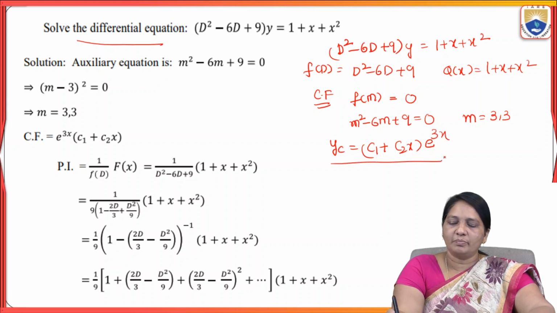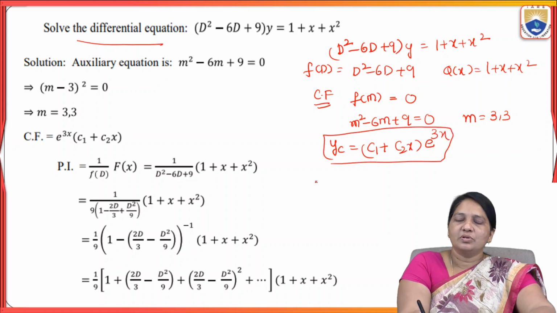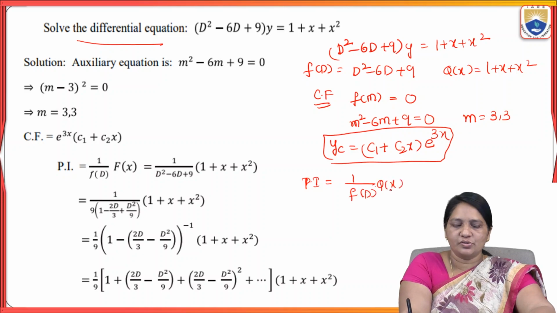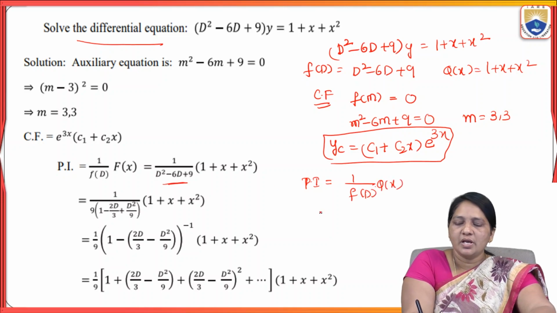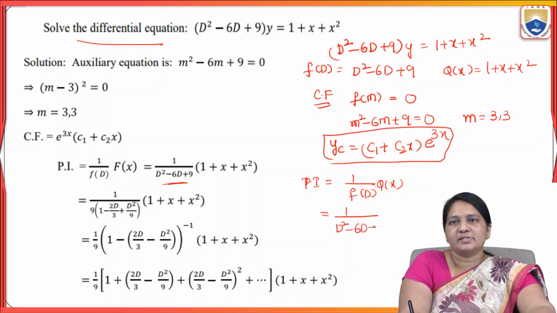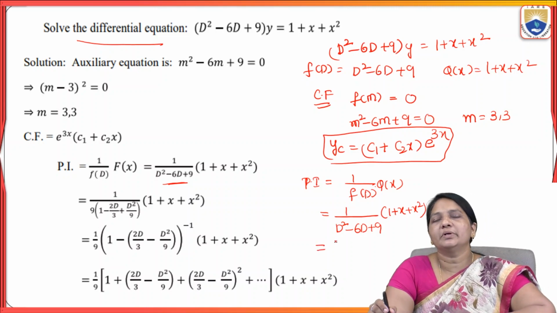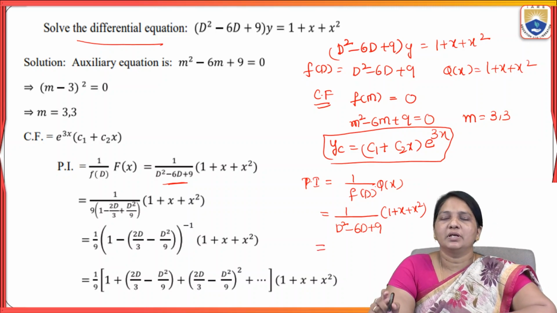This is our complementary function. Next we are going to find the particular integral. What is the particular integral formula? 1 by f of D into Q of x. Here we are going to replace the f of D value. What is the f of D value? D square minus 6D plus 9, into what is the Q of x value? 1 plus x square.